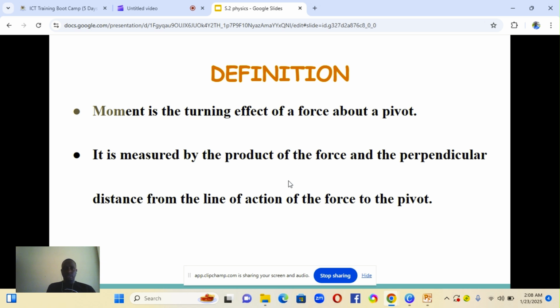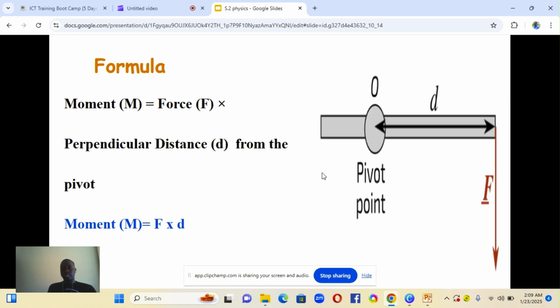To start with, we'll start with a definition. I will define moment as the turning effect of force about a pivot, but preferably we will define it as the product of the force and the perpendicular distance from the line of action of that force to the pivot. We may need to visualize what the perpendicular distance from a line of action means. Takes us to our next slide.